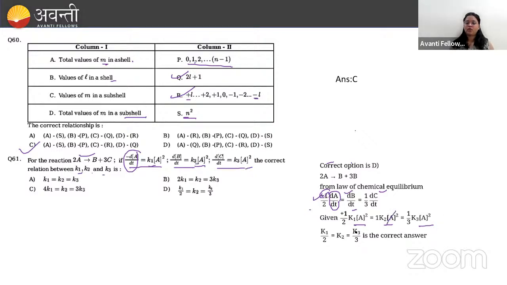So A square is going to cancel. Okay. So what is remaining? K1 by 2, K2 is equal to K3 by 3. So what will be our correct answer? A, B, C, D. So D is our correct answer. K1 by 2 is equal to K2, is equal to K3 by 3. Okay. Any doubts in this? Very simple problem. Right. Next problem.